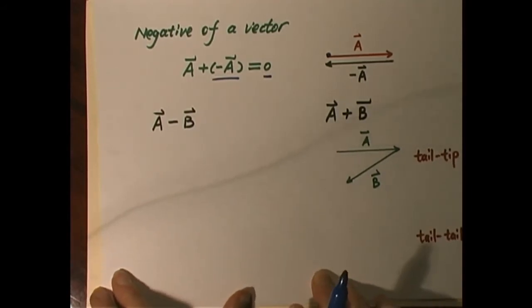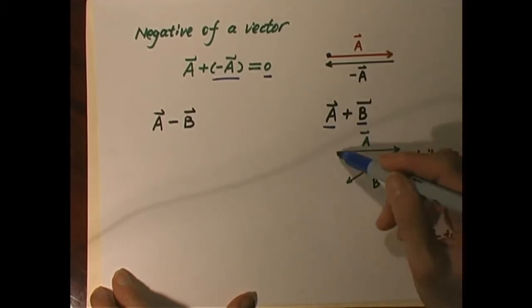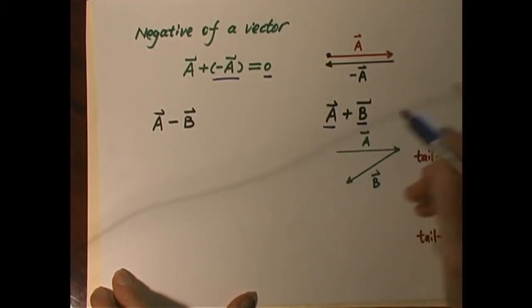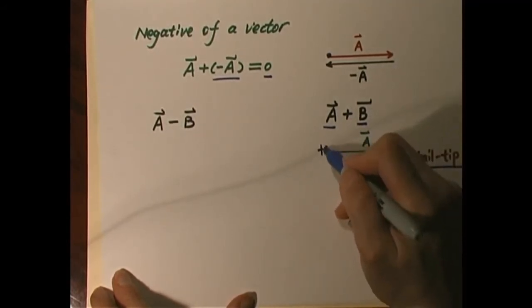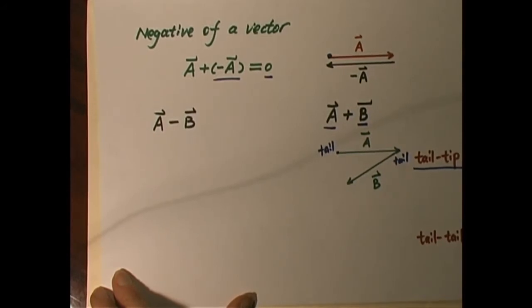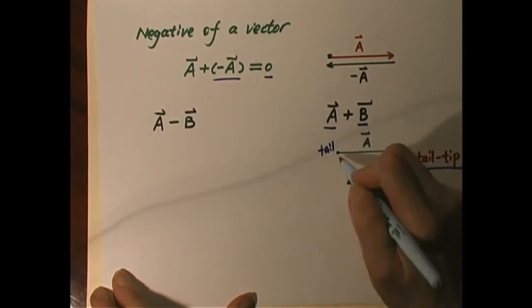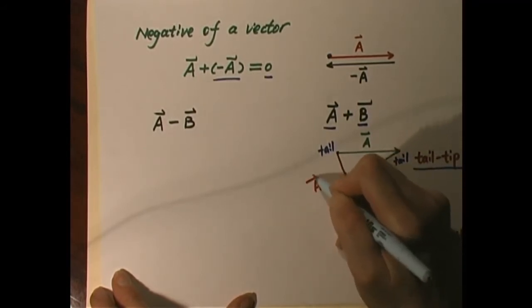This is very interesting because we just learned how to add A and B. Say for example this is A and that is B. So if we use the tail-tip method, that is A's tail and A's tip, then line up B's tail, B's tip. So what is the resultant? The resultant is from the first one's tail to the last one's tip. So this one is A plus B.